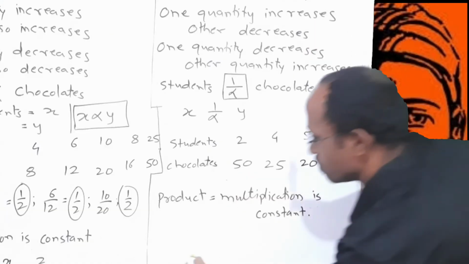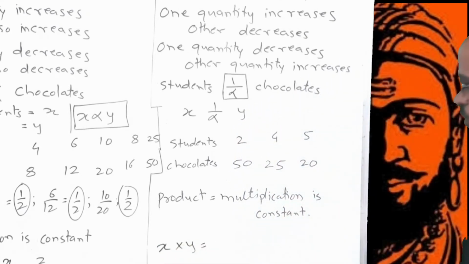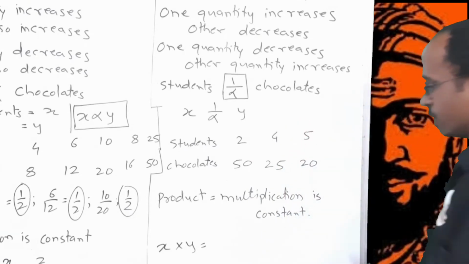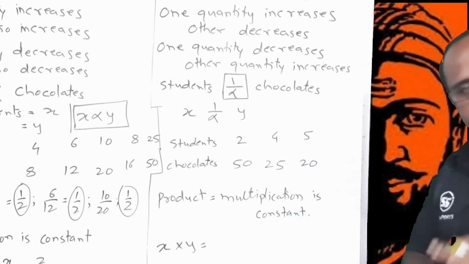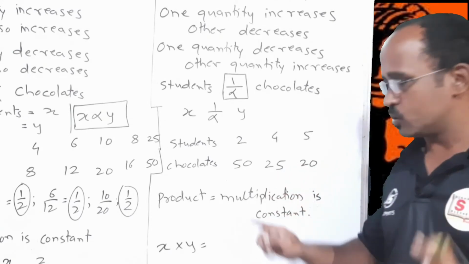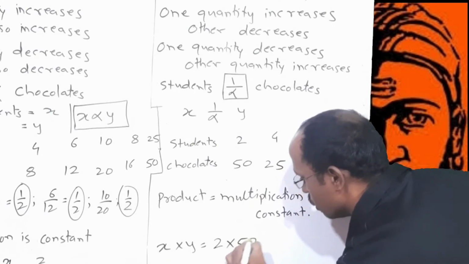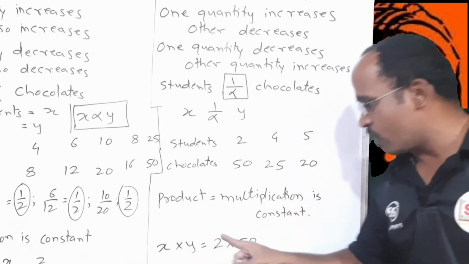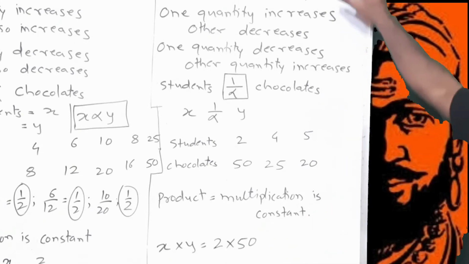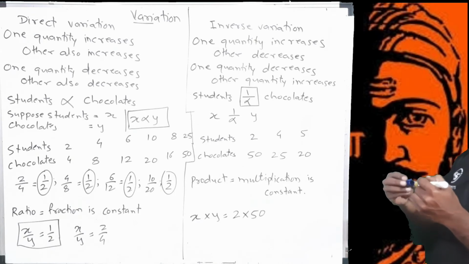As x multiplied by y is equal to either 2 multiplied by 50 or 4 multiplied by 25 or 5 multiplied by 20. Anything you take, the answer of all will be the same, that is equal to 100. So x multiplied by y is equal to 2 multiplied by 50. That is the equation of the inverse variation. Clear, students?